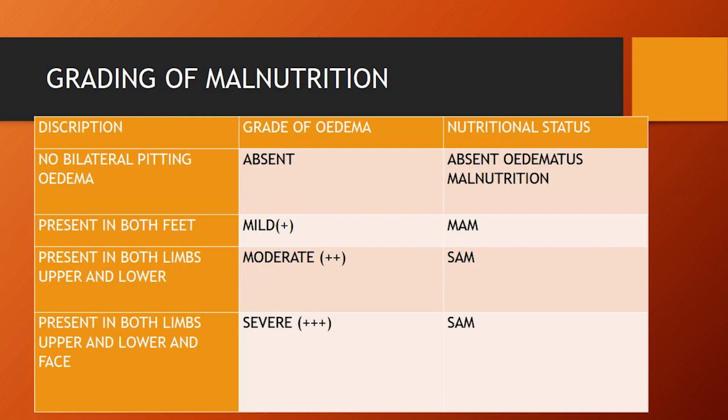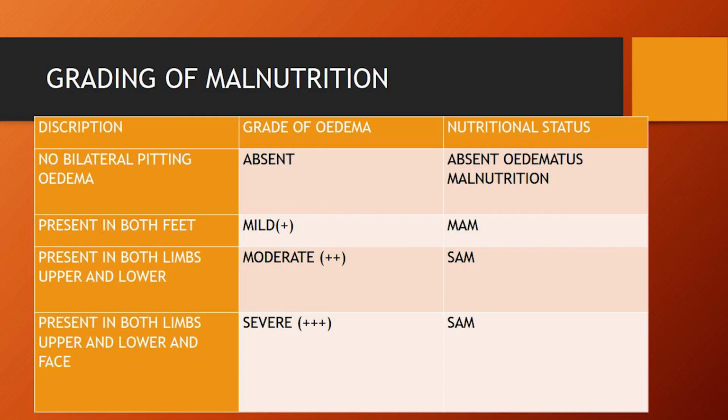If it starts in one foot to begin with, it is bilateral 1 plus. Both the feet is 2 plus. Then not just feet, involving the legs, the thighs, then hands and all other things coming up to the face, then it is 3 plus. So when it is 1 plus, it is mild acute malnutrition. When it is 2 plus, it is severe acute malnutrition, and when it is 3 plus, it is a higher degree of severe acute malnutrition.